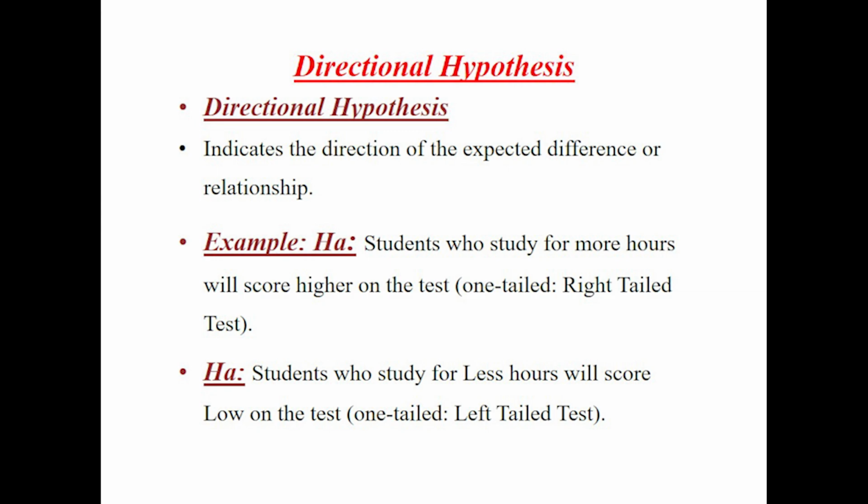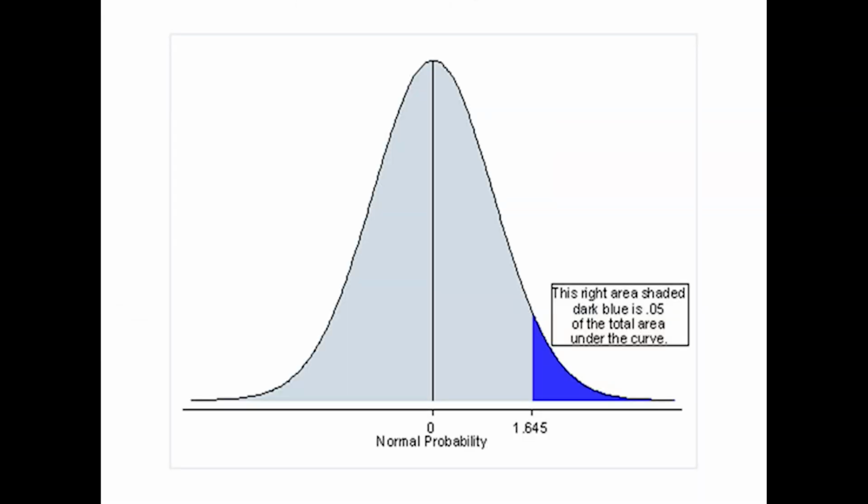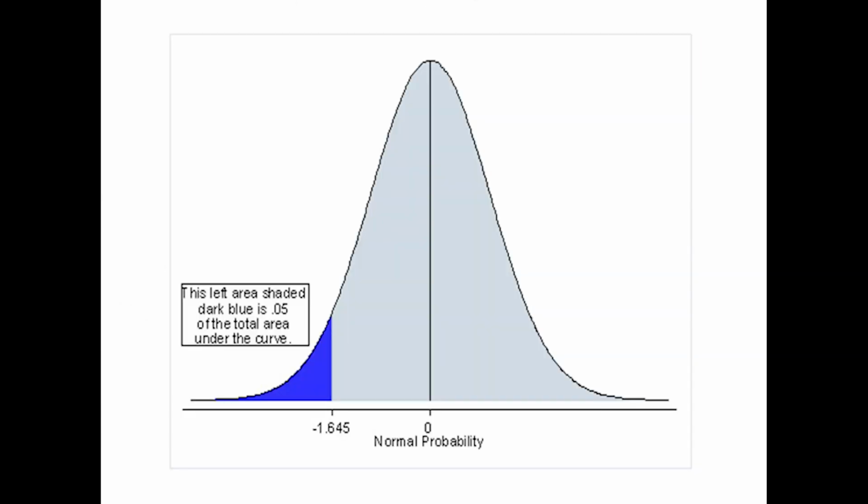Now, in the directional hypothesis, we are very clear about the kind of word that we use, whether it is a positive connoting word or a negative connoting word. So, it indicates the direction of the expected difference or relationship. So, students who study for more hours score high marks. This is indicating a positive connoting word. So, we use a right-tail test, which is a one-tailed test. Now, students who study for fewer hours will score low on the test, which is a left-tailed test. We indicate the rejection region on the right side, which is a right-tailed test. We indicate the rejection region on the left side of the normal curve, which we call a left-tail test.